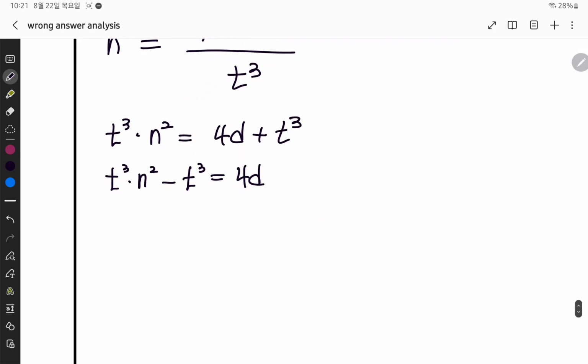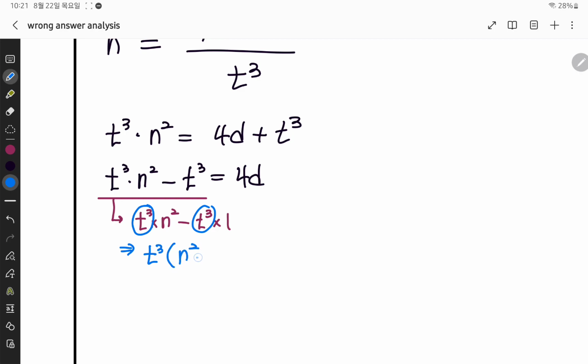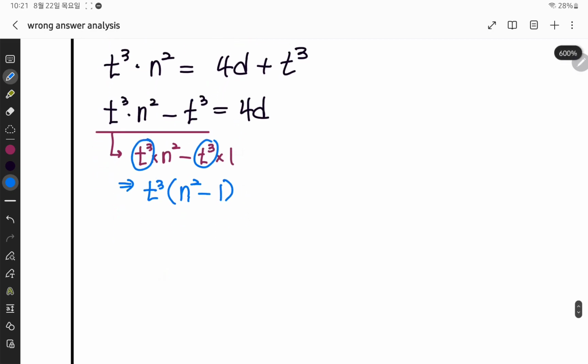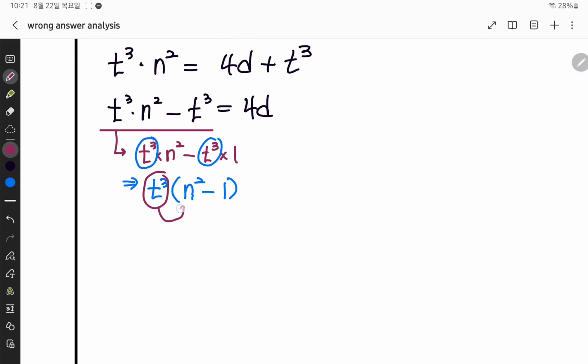Now we need to notice that this is actually t cubed times n squared minus t cubed times 1. As you see, in both terms the same t cubed is multiplied. So what can we do? We can write it as t cubed, parentheses, n squared minus 1. As you notice, we can distribute it back to make the same equation. So we can write it like that.